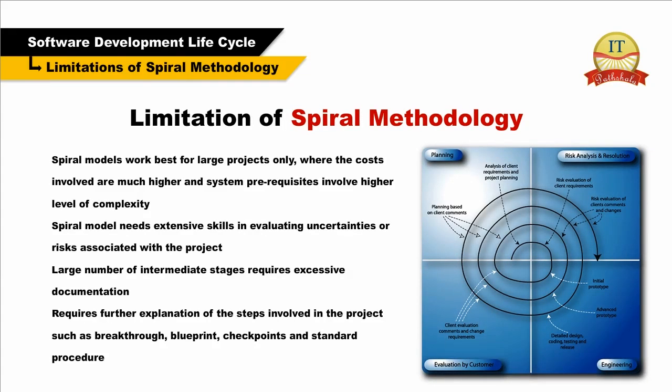Limitations of spiral methodology. Spiral models work best for large projects only, where the costs involved are much higher and system prerequisites involve a higher level of complexity. The spiral model needs extensive skills in evaluating uncertainties or risk associated with the project. A large number of intermediate stages requires excessive documentation, and requires further explanation of the steps involved in the project such as breakthrough, blueprint, checkpoints, and standard procedure.